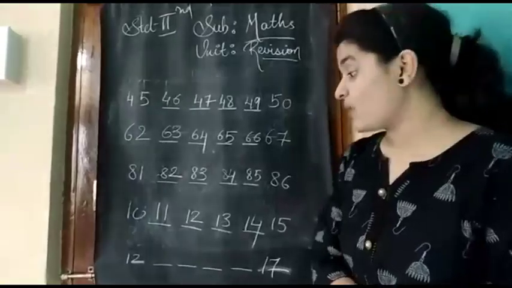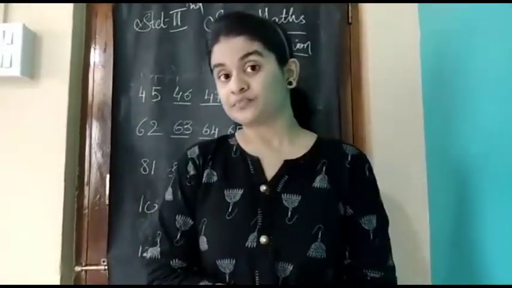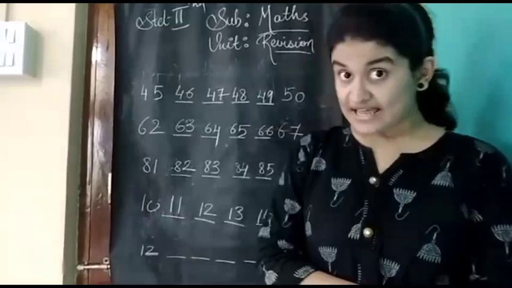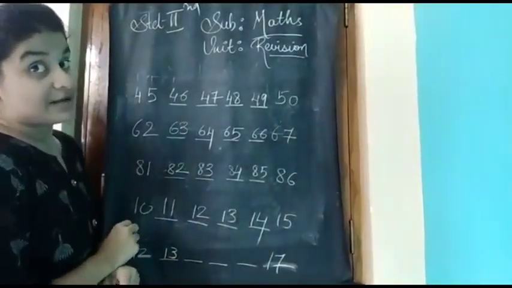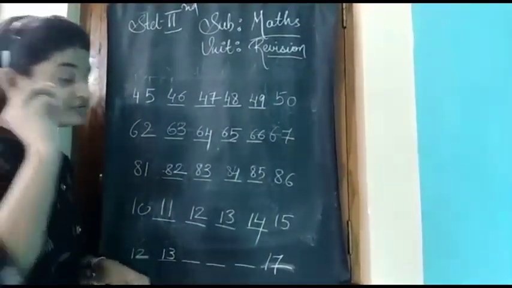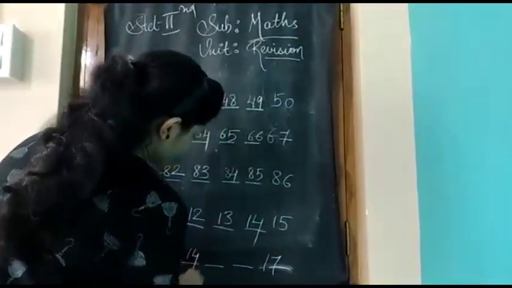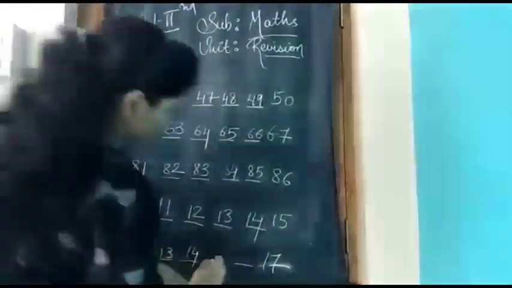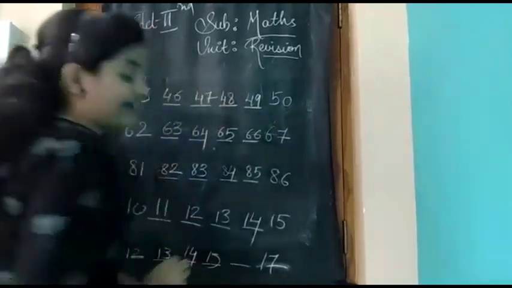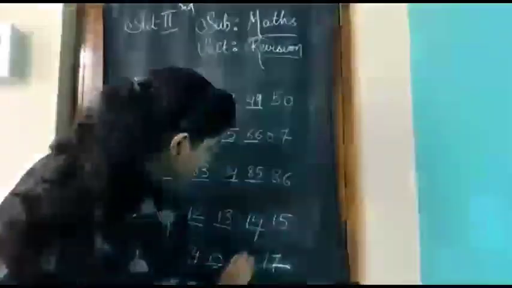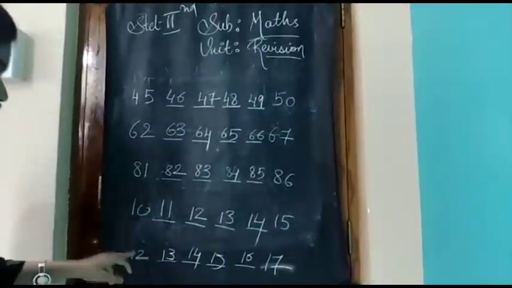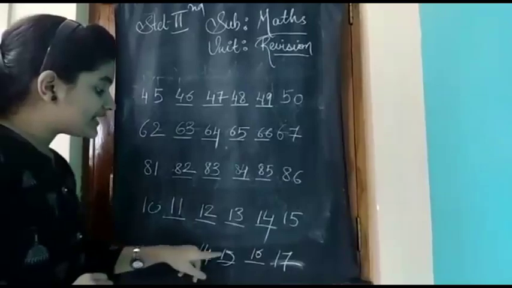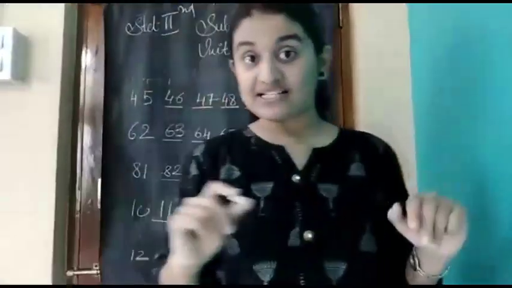Right? So now we are going to solve the last one. Tell me, after 12, which number comes? After 14, 15. And after 15, 16. Right? So now let us read this in chain form. 12, 13, 14, 15, 16 and 17.